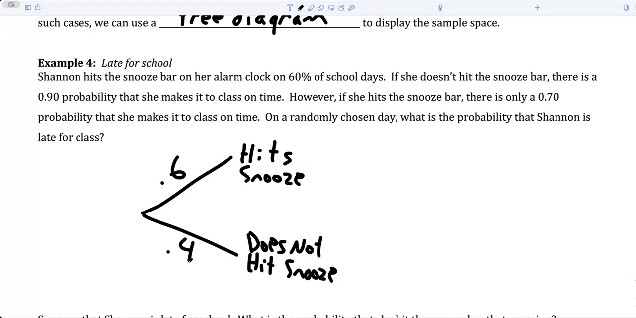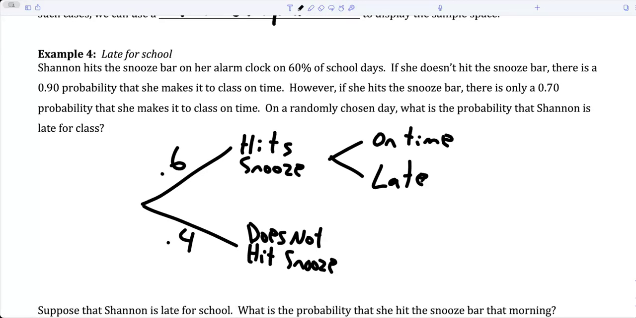Okay, so now this is the tree diagram. There's two possibilities if she hits the snooze. She is on time or she is late. And the same thing if she does not hit the snooze. She can be on time or late.